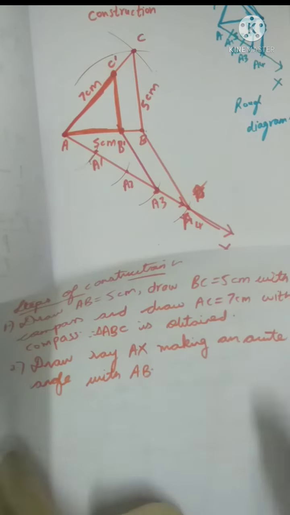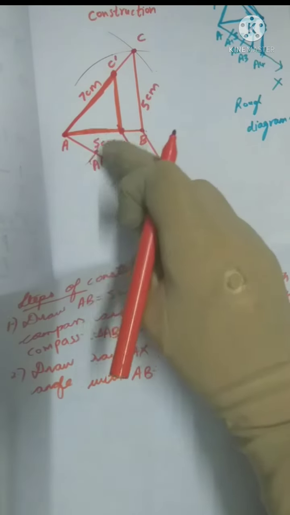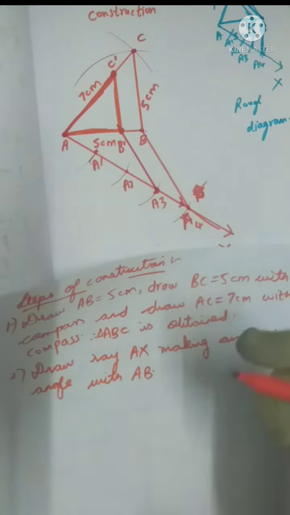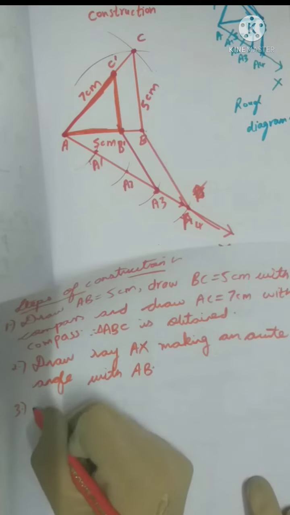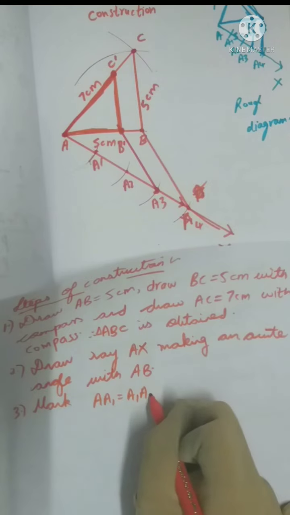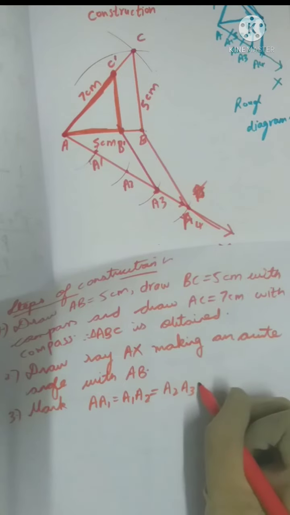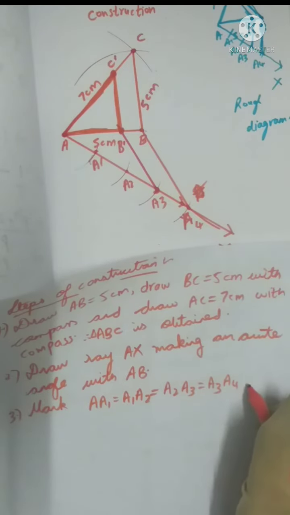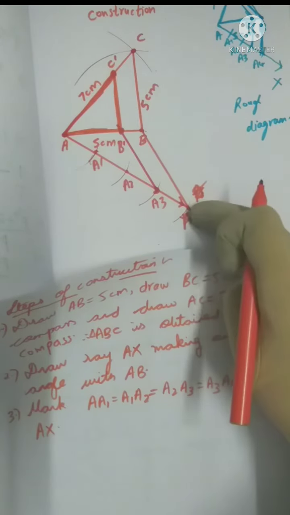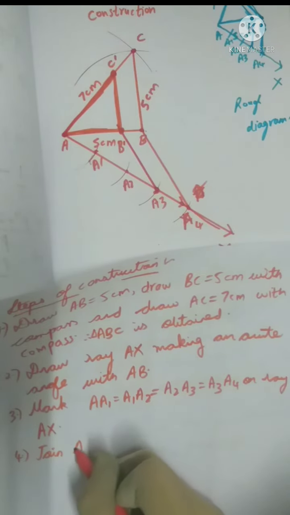After drawing the ray, we mark AA1 equals A1A2 equals A2A3 equals A3A4. We are not changing the radius, right? All are equal, on ray AX. Next, what did we do? We have joined A4 with B. So join A4B. See, the steps are very easy.